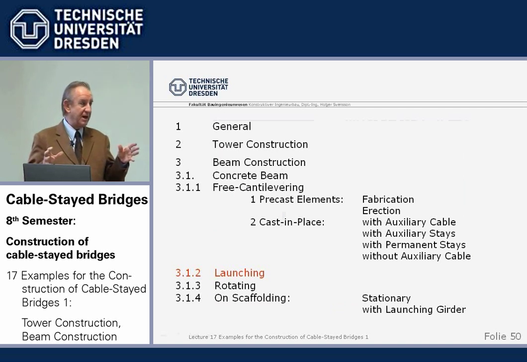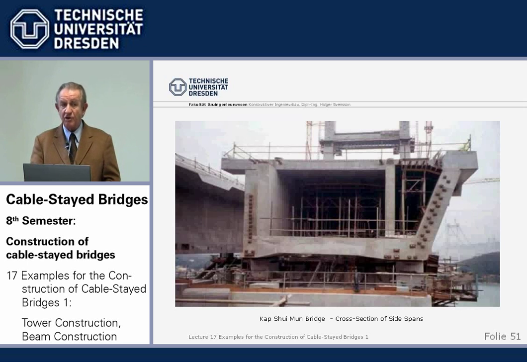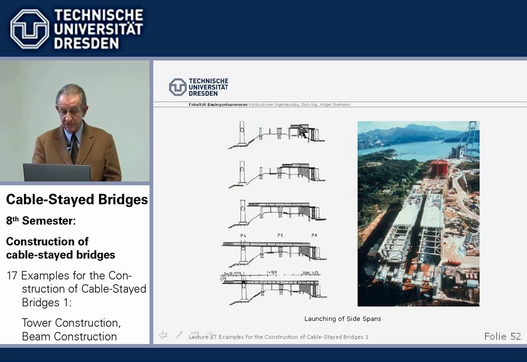Now, these were the classical methods of free cantilevering. Now we come to a few special methods which are rarely used. We start with launching. We're still in concrete beams. With launching of concrete beams, very often it's the approach bridges where we can use this type of construction. Kap Shui Mun Bridge in Hong Kong goes to the new Lantau Airport. This is one half in concrete, the side span built in concrete, the main span built in steel. The concrete beam was built in parts here in the fabrication area and incrementally launched, the next one built, and so on.